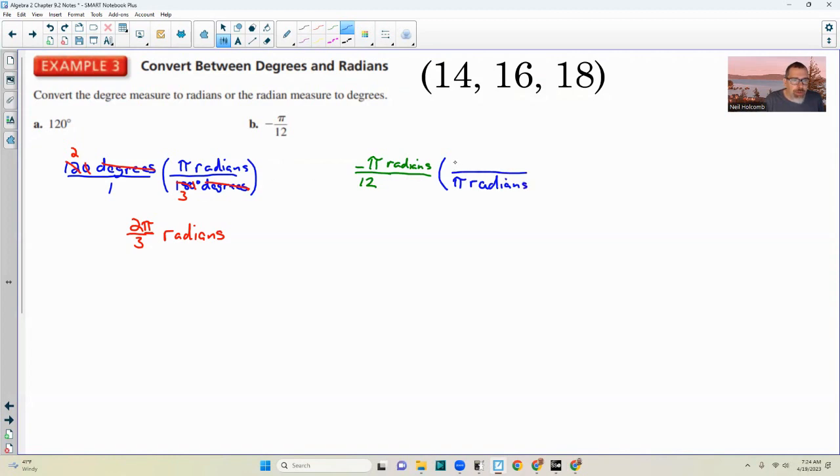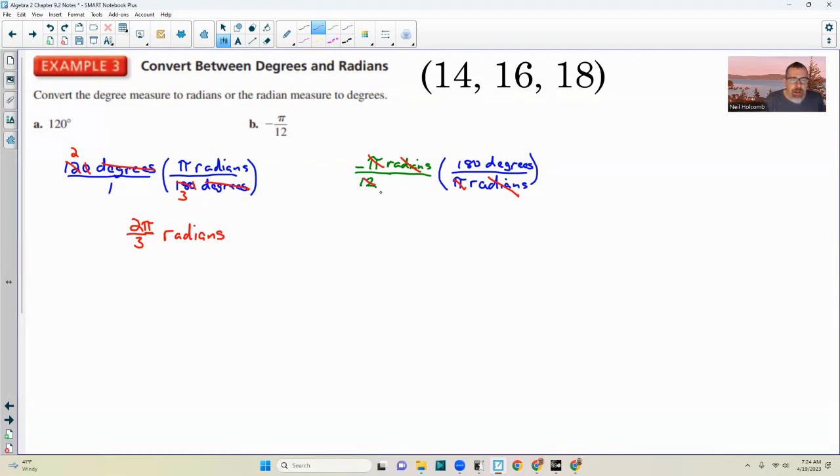And my numerator is going to be 180 degrees. Oops, I don't want the symbol, and I did that in the last one too. So get rid of that little thing there and get rid of that there, and just write the word out. Okay, so again, radians will cancel radians. Pi will cancel pi. And 180 divided by 12.